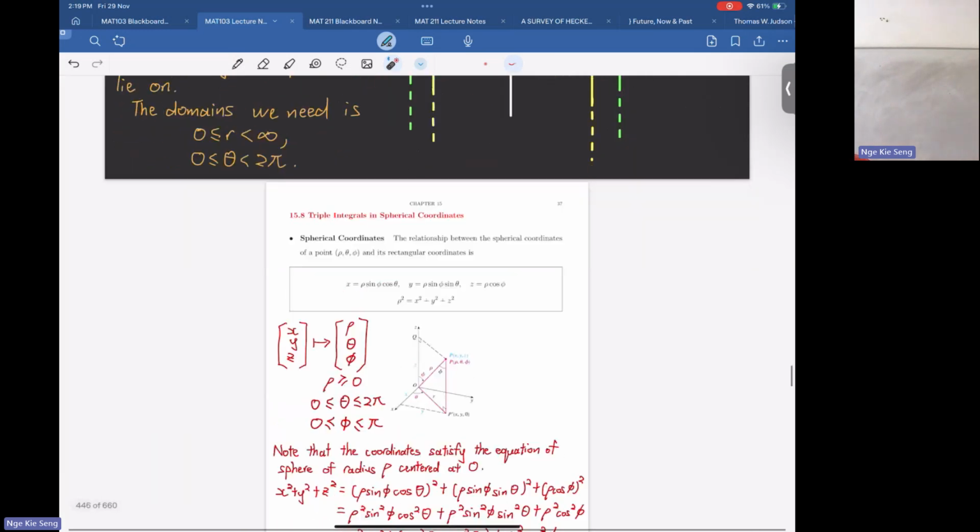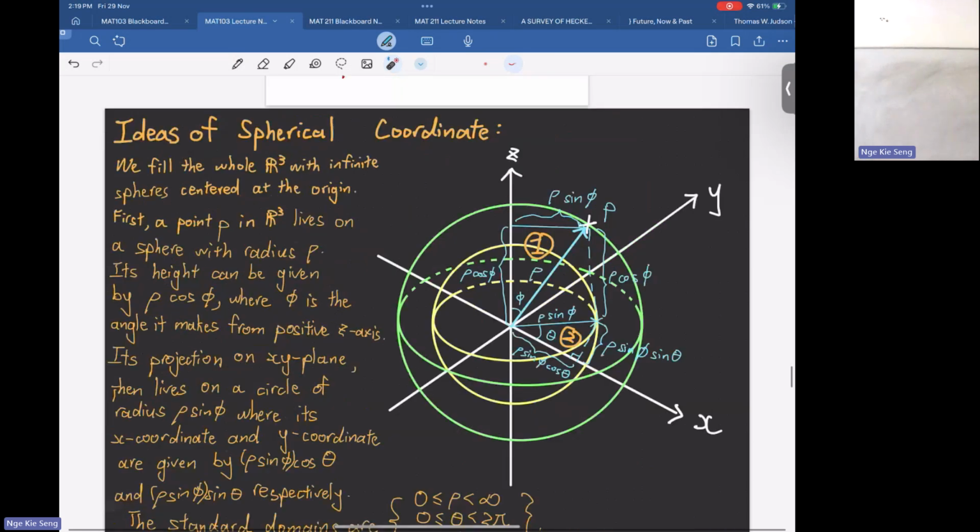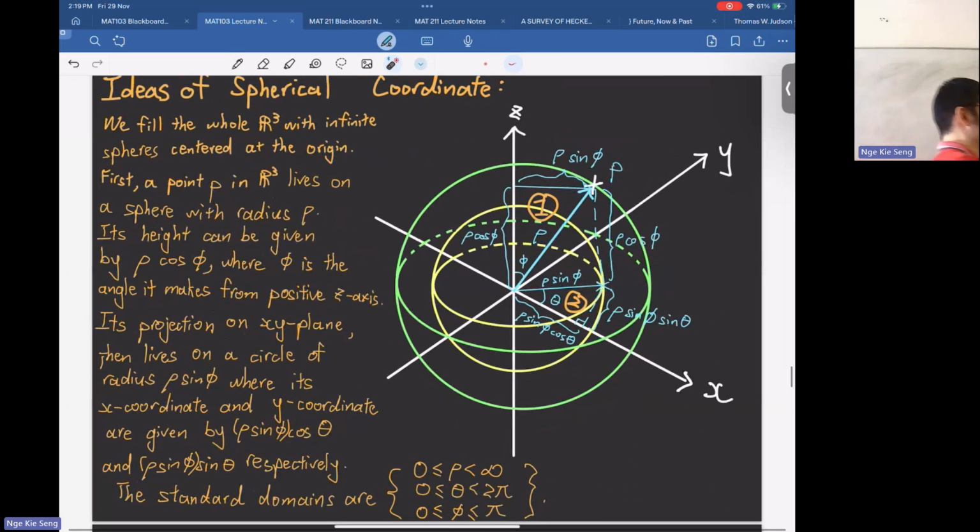Spherical is interesting, so let's look at spherical here. This is not something coming from polar coordinates anymore. This is really built into R3, because a sphere only exists in R3. So we try to fill our space using balls of different sizes. It's like how we fill R2 with circles of different sizes. Now in this case it's a sphere.